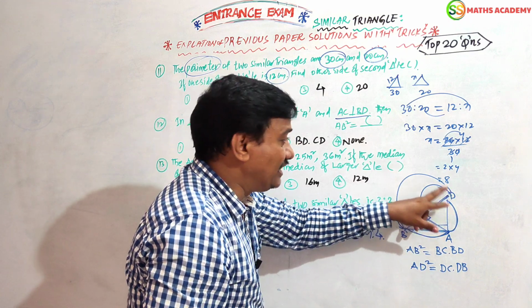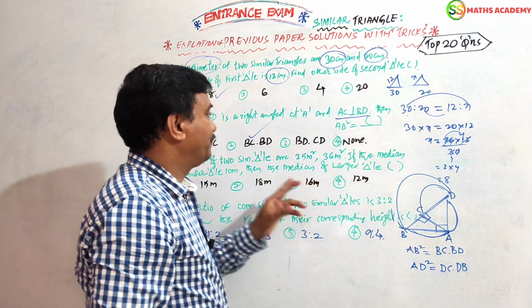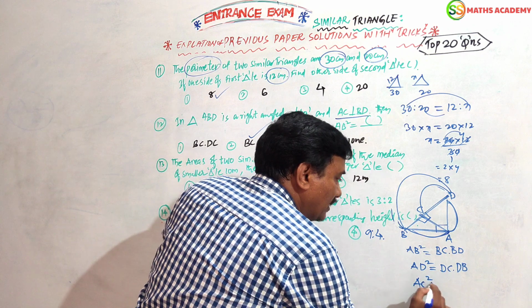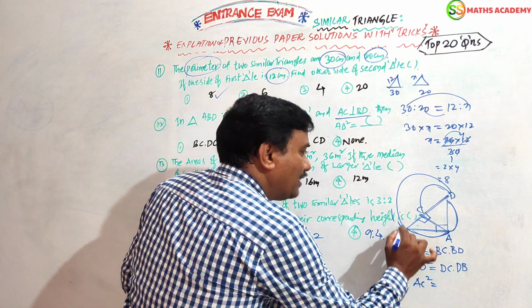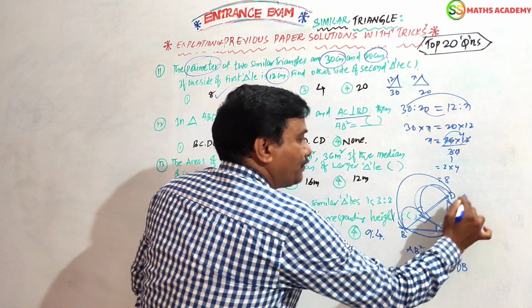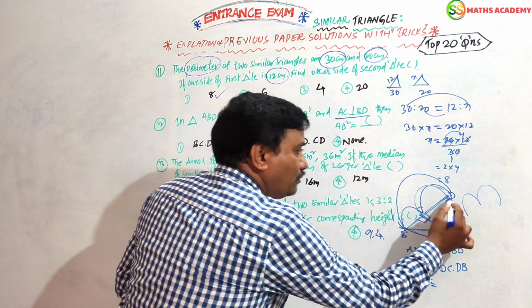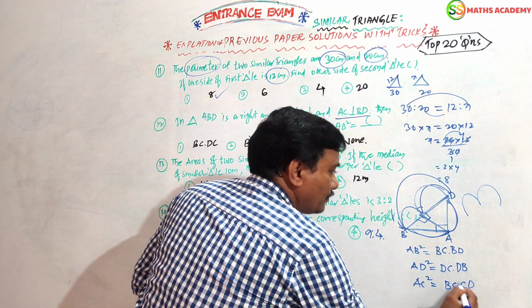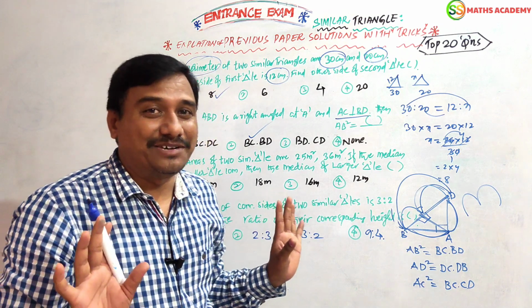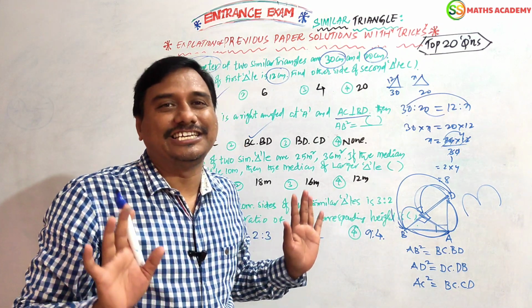You can start with the D: DC into DB. AC square, for suppose. Simple. AC square means this side, that's it, BC into CD. Finish. How easy it is, amma. So no need to prove anything, amma.